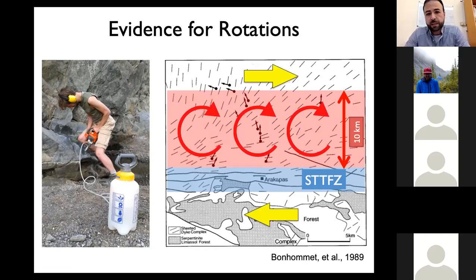So that helped to understand the kinematics of this transform fault, and we realized that clockwise rotations are typically associated with a dextral strike-slip fault, or in this case a transform, and therefore we developed a model about this ophiolite where the spreading ridge is located to the left, the Solea graben spreading ridge, and we need therefore another segment of the ridge located here to the west of the Arakapas fault.